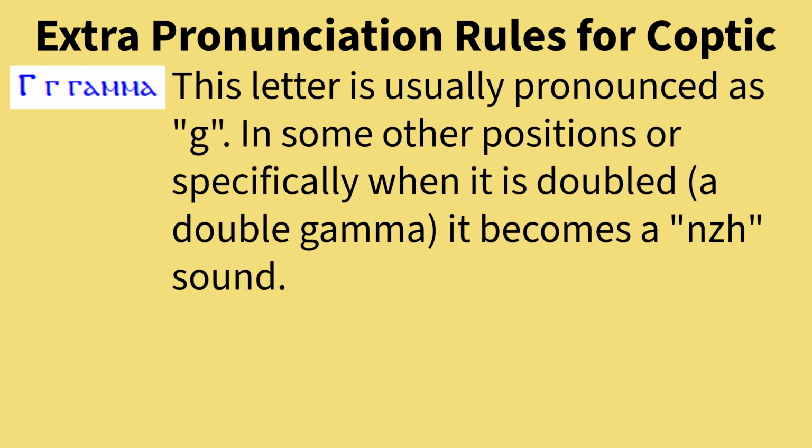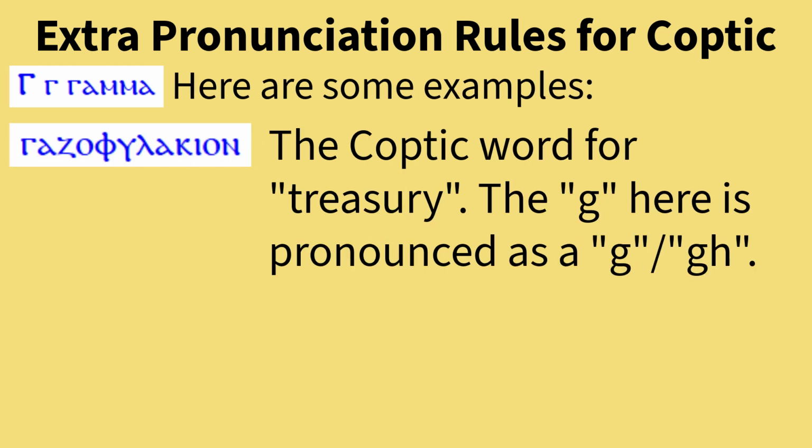So moving on again to the letter gamma. This letter is usually pronounced as a G sound, like an aspirated G in a way. In some other positions, or specifically when it is doubled, that is when there's a double gamma, it becomes an N sound in the Old Bohairic Pronunciation System. So we now move on to some examples for the letter gamma.